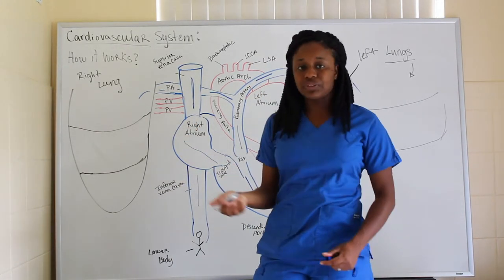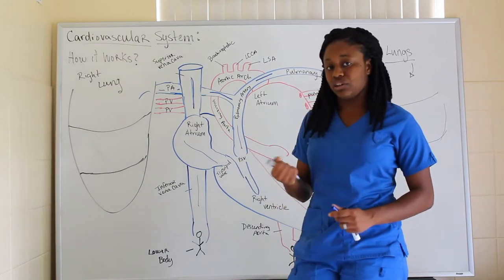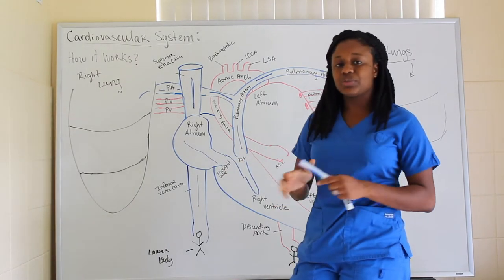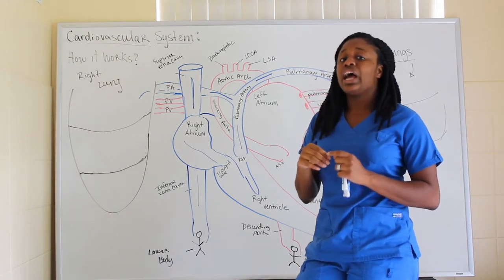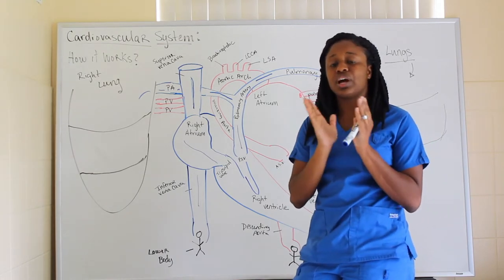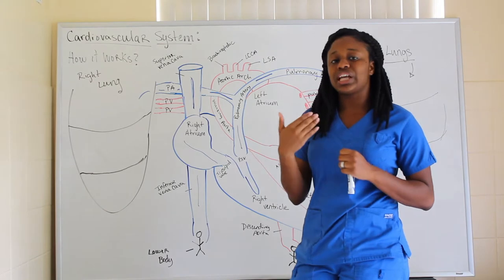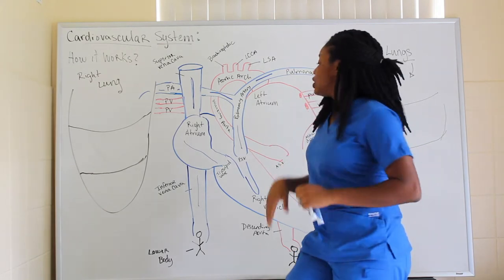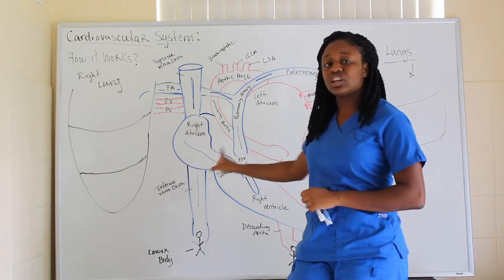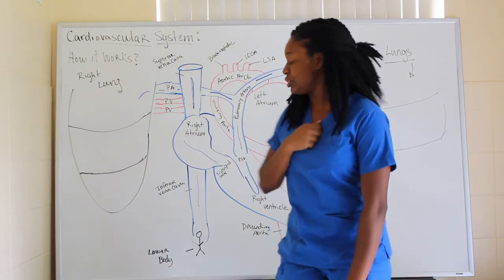Now I have a valve that I have to pass through. That's my tricuspid valve, right? And it's called tricuspid because it has three different valve connections, okay? And when it opens and closes, right, blood goes through, which makes that lub-dub sound, right? Lub-dub, lub-dub, lub-dub, lub-dub. So that is where the sounds are coming from when you hear your heartbeat, all right?